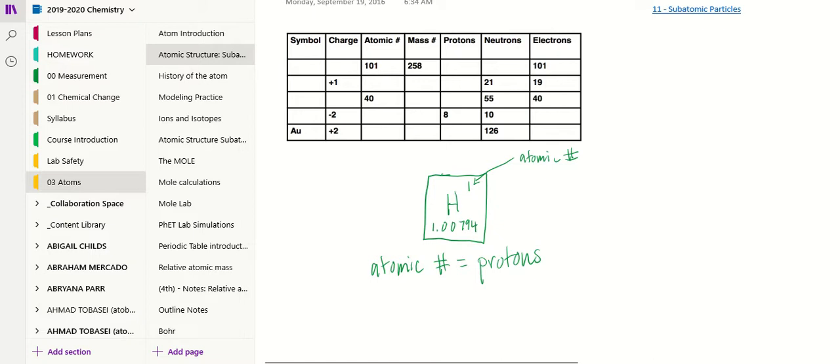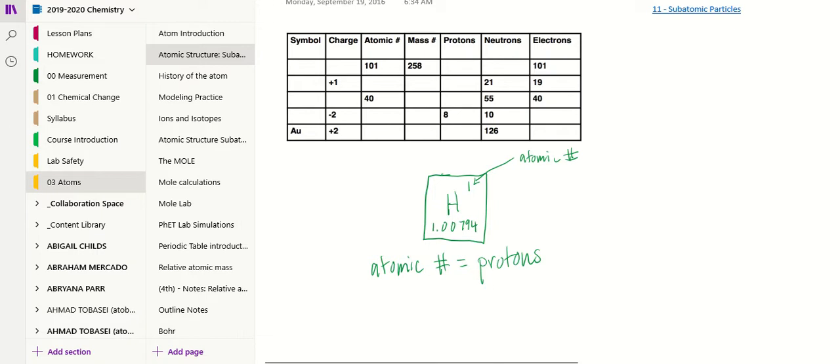So if we talk about carbon, how many protons does carbon have? Can carbon have something other than 6 protons? No. If we have 7 protons, it's no longer carbon. What is it? Nitrogen. If we have 5 protons, it's no longer carbon. What is it? Boron. So again, the number of protons is equal to the atomic number, which defines what element we're talking about.